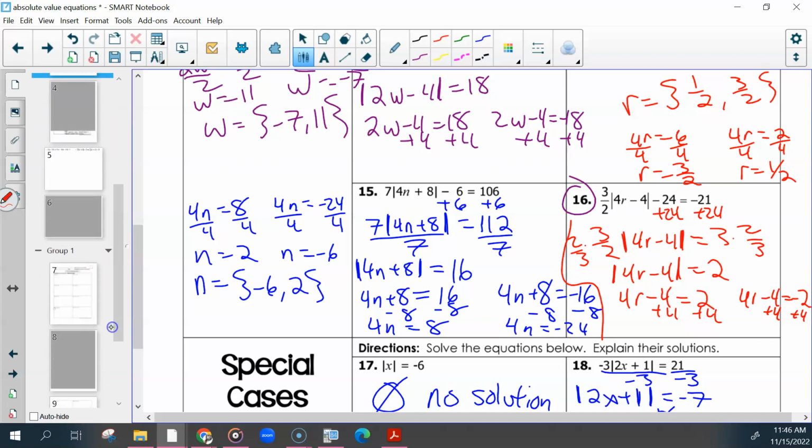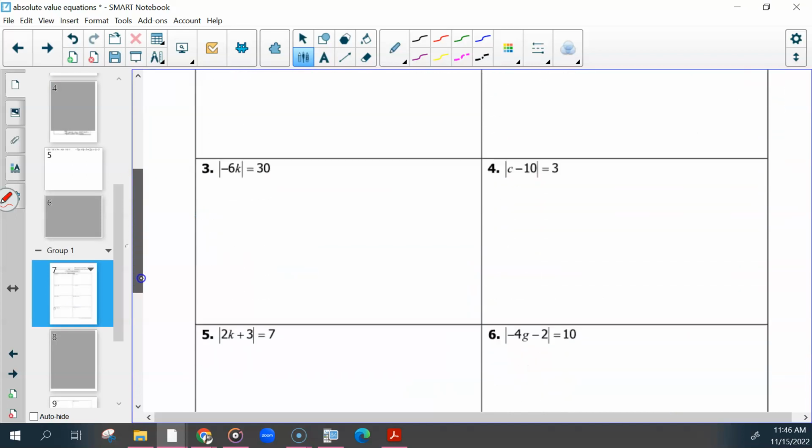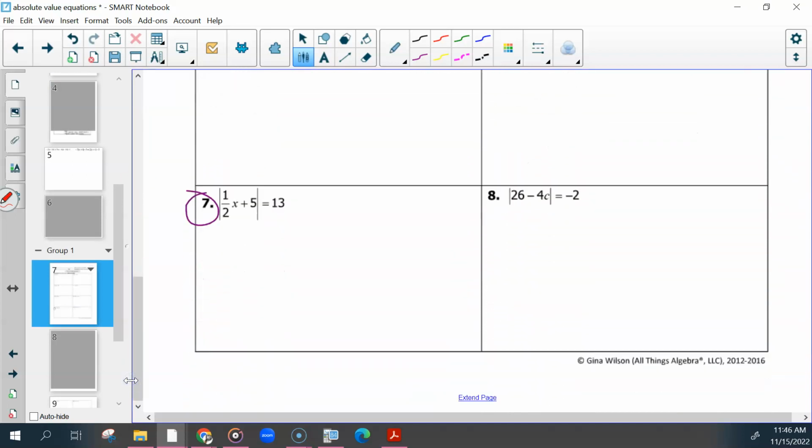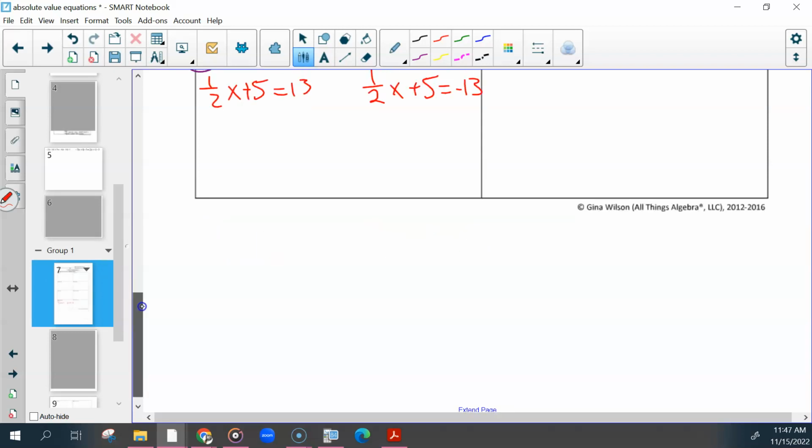And then number 7. Are the absolute value bars already isolated? Yes. So that means we can move to the next step, set the inside equal to a positive version of this and a negative version of this. And solve both equations.